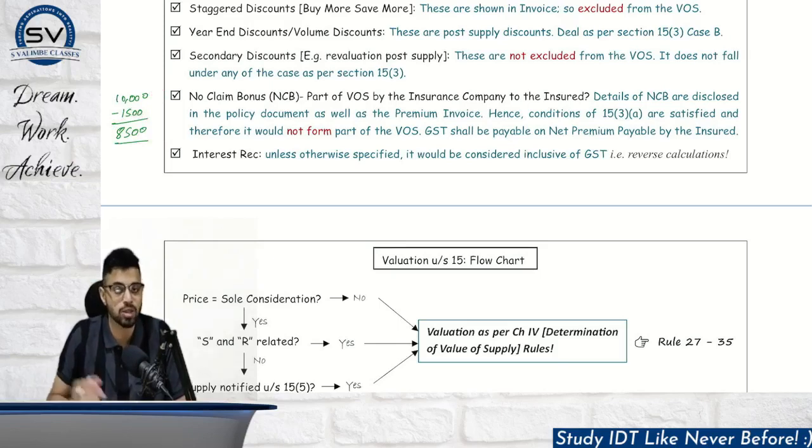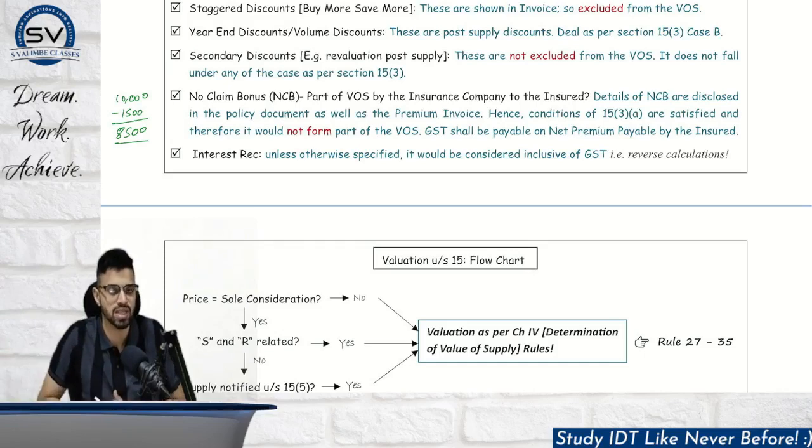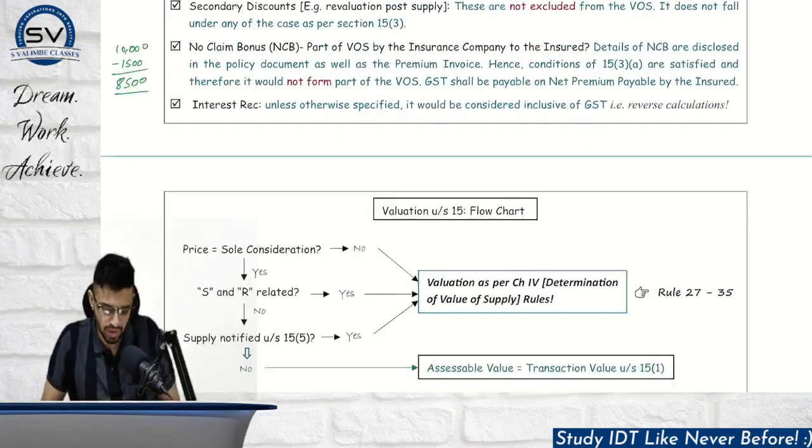What are the conditions of discount? Agreement, reduction of ITC, all these conditions are met. So the value of supply in this case will be 8500. Why? This is a clear-cut case of pre-supply discount. The no claim bonus amount is shown in the invoice. Invoice means the premium related document that we receive, and this is clearly recorded in the invoice. The net consideration is 8500 which the recipient pays. So why would we include 10,000 as the value of supply? So 8500 is the net value of supply on which GST will be levied.